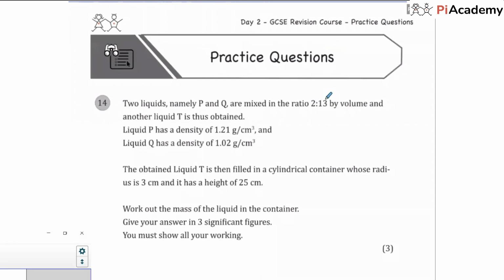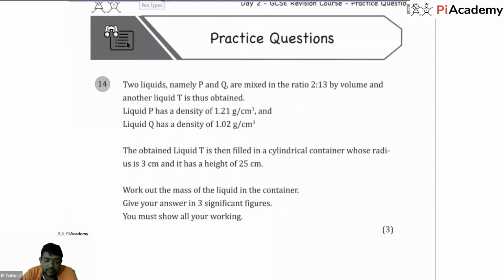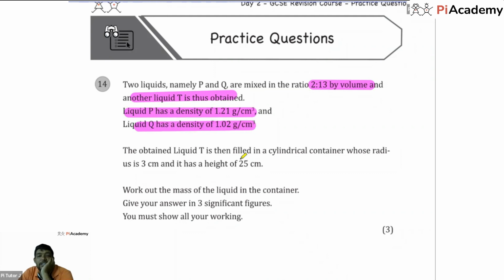Here you go. Two liquids, namely P and Q, are mixed in the ratio 2:13 by volume, and another liquid T is thus obtained. When you mix P and Q in the ratio 2:13, you get this liquid T. Liquid P has a density of 1.21 grams per centimeter cubed, and liquid Q has a density of 1.02 grams per centimeter cubed. The obtained liquid T is then filled in a cylindrical container whose radius is 3 centimeters and it has a height of 25 centimeters. Work out the mass of liquid in the container. Go ahead. You have 2 minutes.